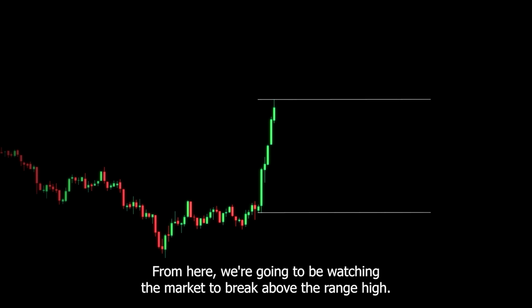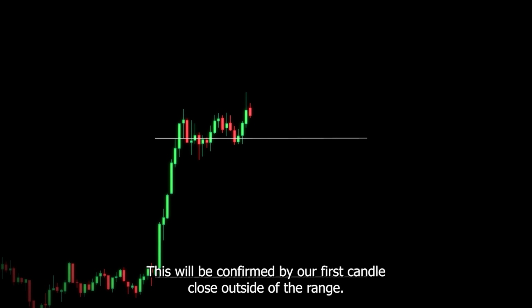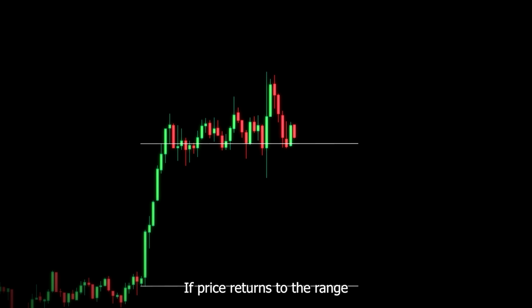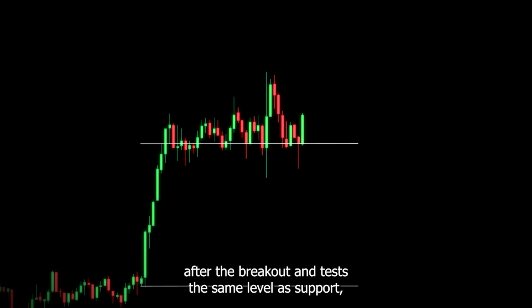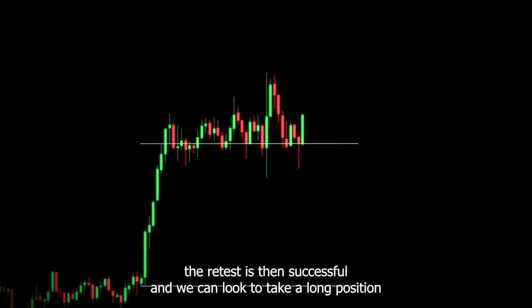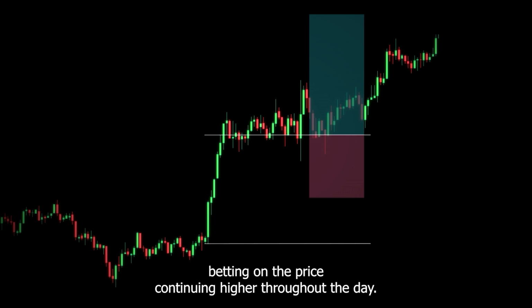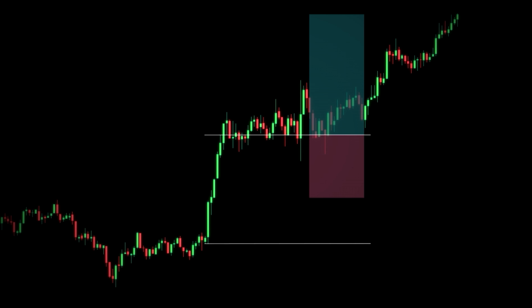From here, we're going to be watching the market to break above the range high. This will be confirmed by our first candle close outside of the range. If price returns to the range after the breakout and tests the same level as support, the retest is then successful, and we can look to take a long position, betting on the price continuing higher throughout the day.